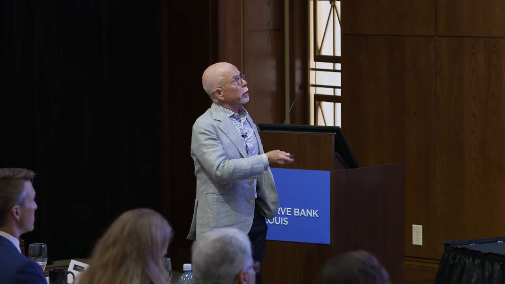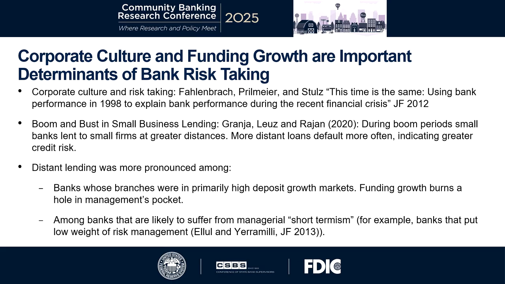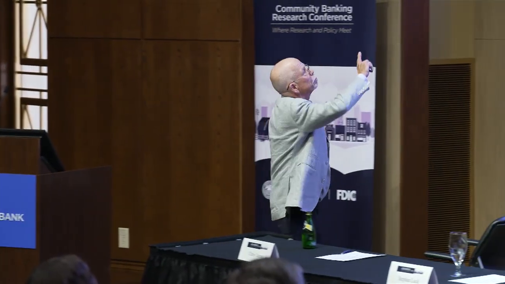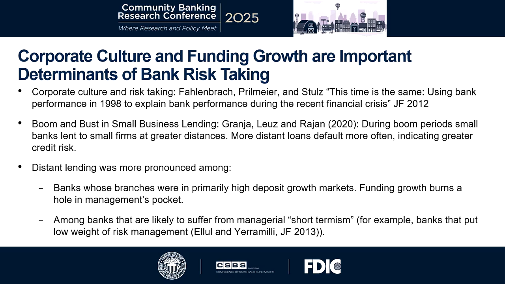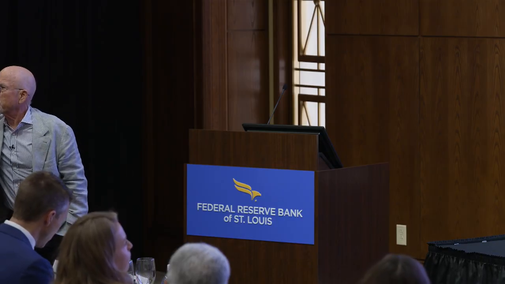There's a couple of interesting papers that I'll summarize here. One is, if you look back at banks' performance in 1998 during the Asian financial crisis, and ask if the banks that performed poorly during that period performed poorly during the global financial crisis, the answer is yes. There's a recidivism rate in culture. Second, there's this boom and bust paper in small business bank lending, which is really interesting, because what they say is during boom periods, banks that are flush with deposits tend to reach out and lend to small businesses at further distances. And if you're lending at further distances, you're not getting that relationship with that customer. And what do we observe? We observe higher default rates for distant loans to small business borrowers.